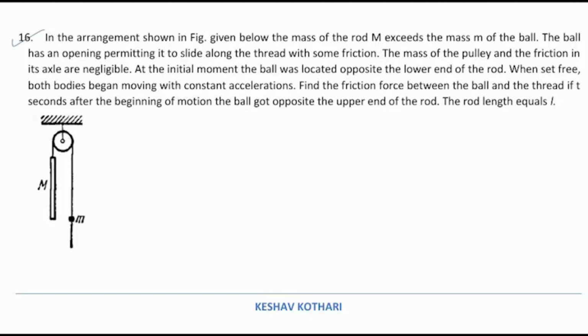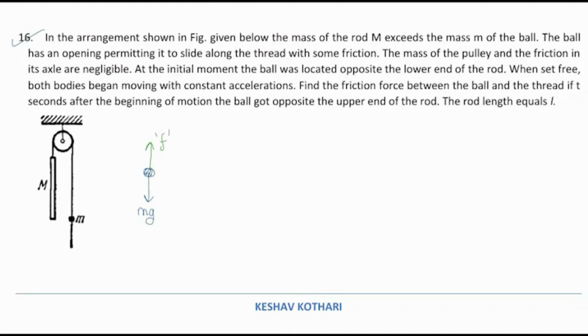So over here, the first thing is that the thread is not tied with small m. If it is not tied with small m, the only thing that can happen is that the mass small m is sliding along the length of the thread. So we say that there is a frictional force F acting in the upward direction as the mass m is sliding along the thread.